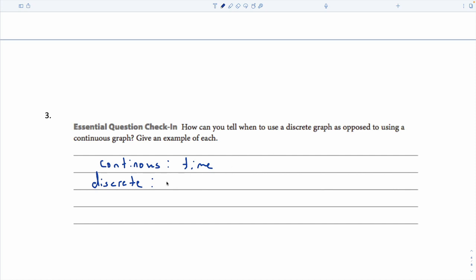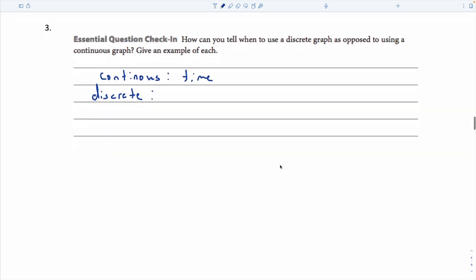Okay. So give an example. Check in with your partner. When you have an example, then go to bronze.